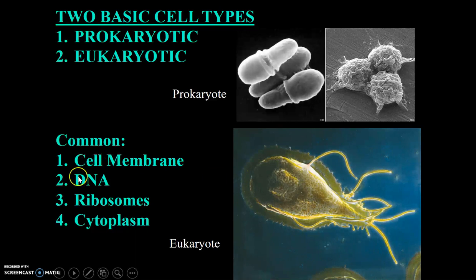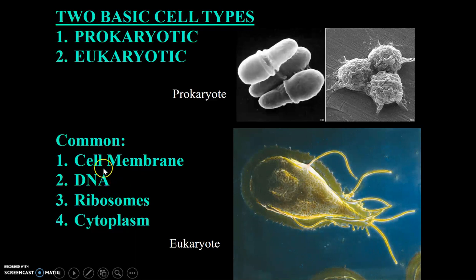There are four things that all cells have in common. It doesn't matter if it's prokaryotic or eukaryotic, they will have these four things. All cells have a cell membrane, which is really just kind of the skin of the cell. It's what sets the cell apart from everything around it. It surrounds it. It's on the outside of the cell, controls what goes in and out. And that cell membrane is going to be a part of every living cell.